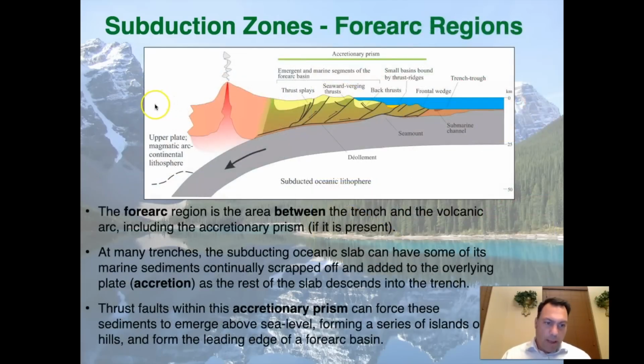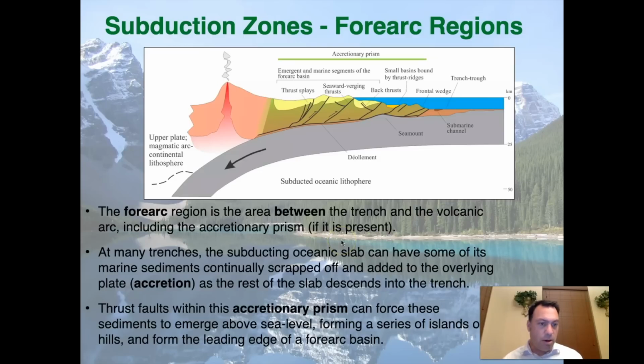So once we get past the trench, we're headed towards the volcanic arc, there's the forearc region. Here we see the trench, and that's the subduction zone right here. Here's the arc, and between here and here, where the trench trough is, is the forearc region. The forearc region is the area between the trench and the volcanic arc, and it includes something called the accretionary prism, if it is present.